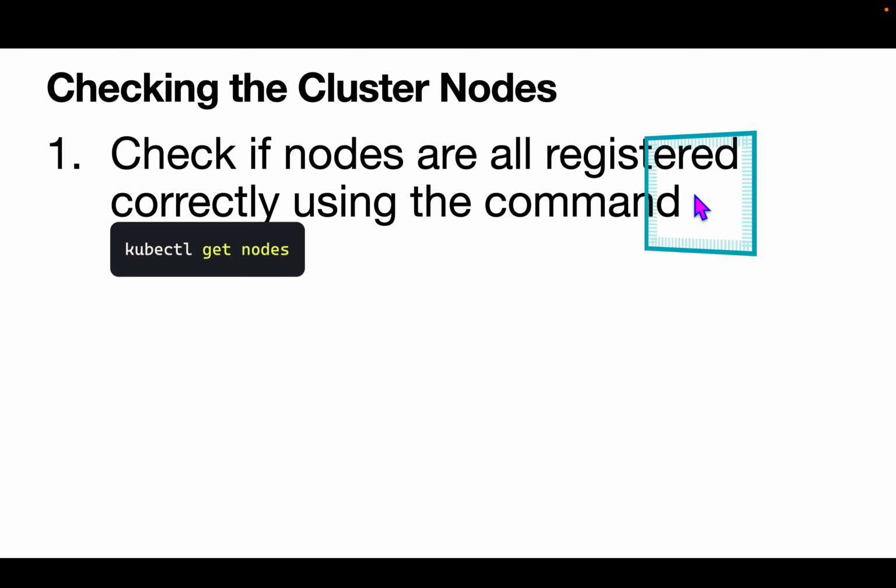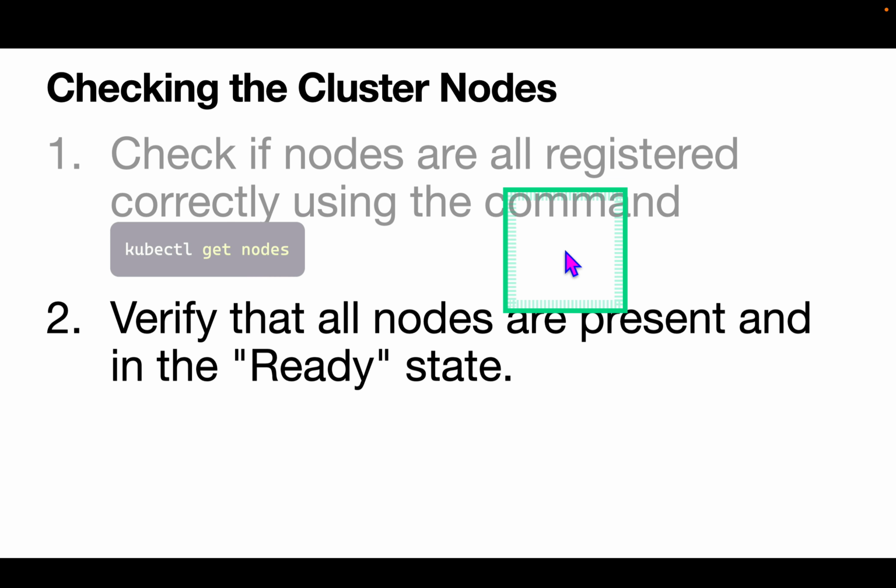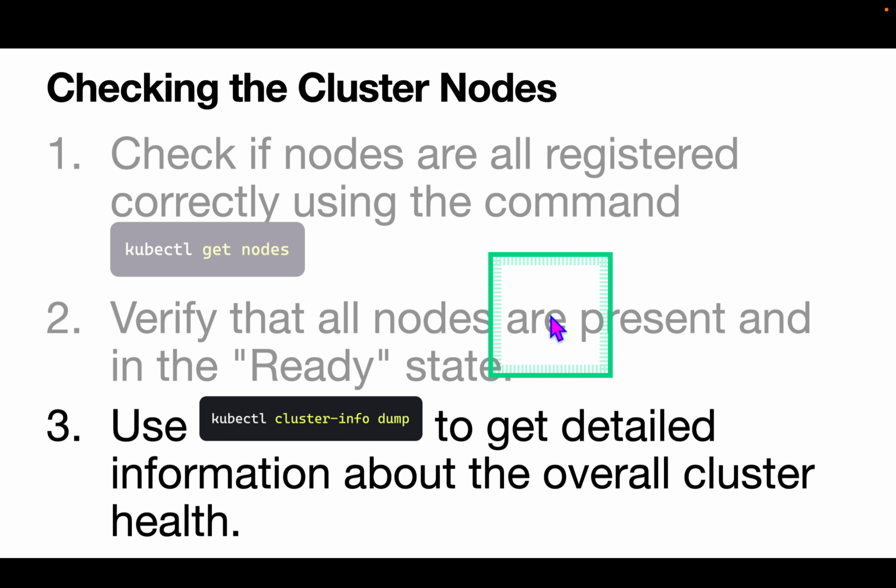Checking the cluster nodes. The initial step in debugging your cluster is to confirm whether all nodes have been correctly registered. This can be done by running the kubectl get nodes command. Ensure that all the nodes you expect to see are present and they are all in the ready state. To obtain more detailed information about the overall health of your cluster, execute the command kubectl cluster-info dump.